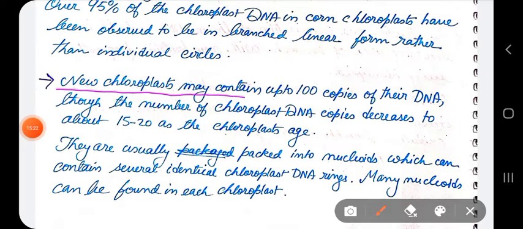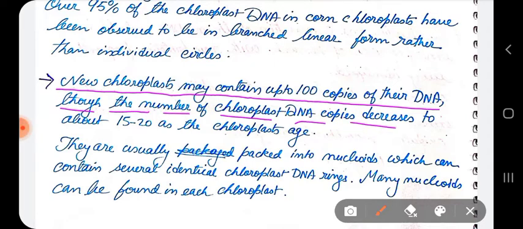New chloroplasts may contain up to 100 copies of their DNA, though the number of chloroplast DNA copies decreases to about 15 to 20 as the chloroplast ages. So it's just like mitochondria: up to 100 copies of chloroplast DNA can be observed within the chloroplast organelle, but it may decrease as the chloroplast ages. 15 to 20 copies of chloroplast DNA may be found in an old chloroplast.